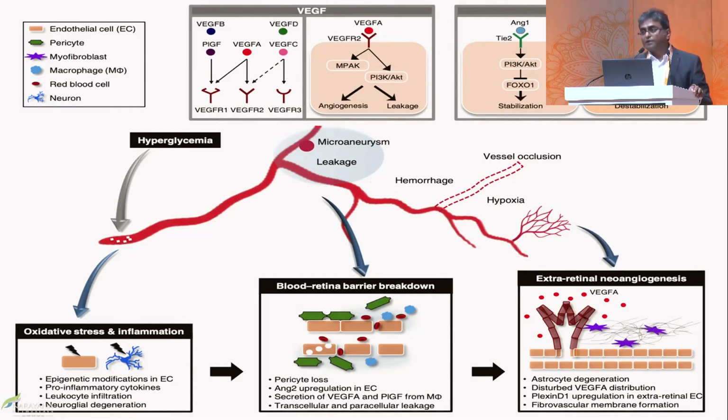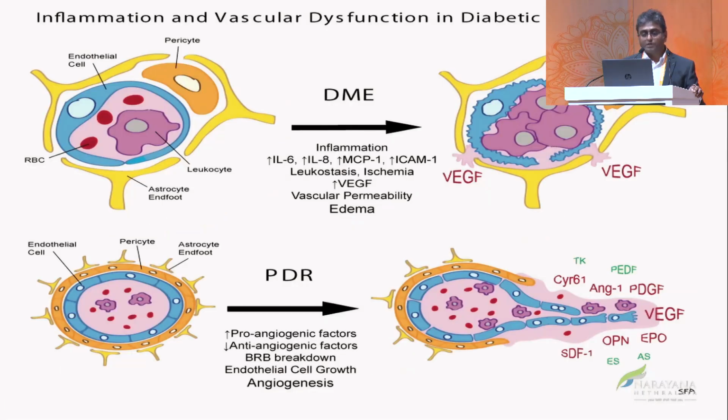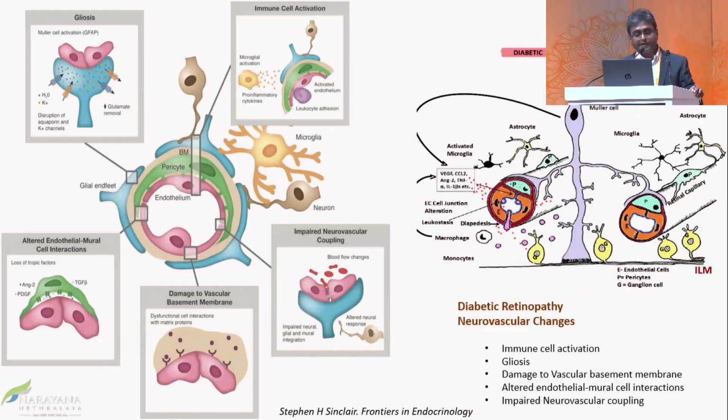So DR has a very complex pathophysiology, as we all know, including oxidative stress, blood-retinal barrier breakdown, and neovascularization. So when you look at DME and PDR, these are two completely different pictures. Inflammation is more in DME, whereas angiogenic factors are more in PDR.